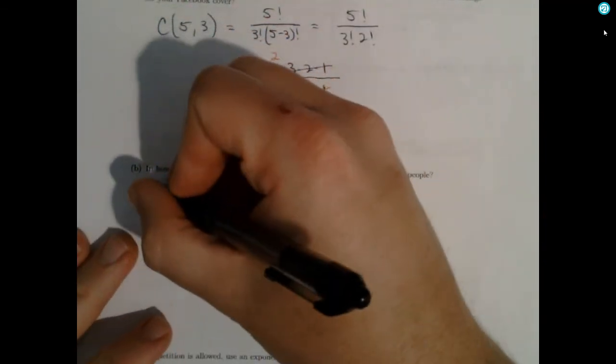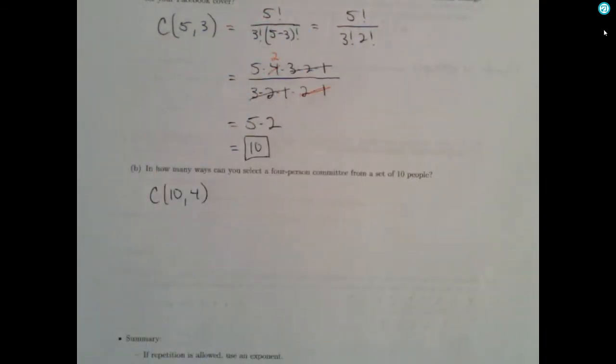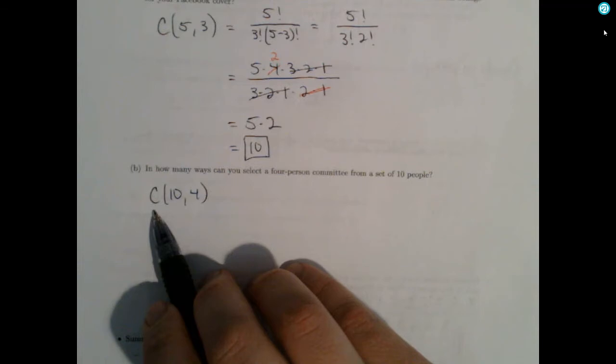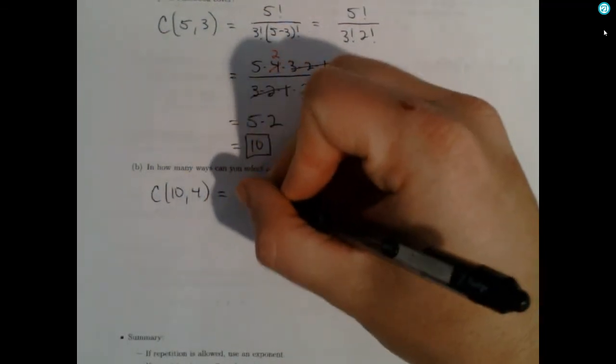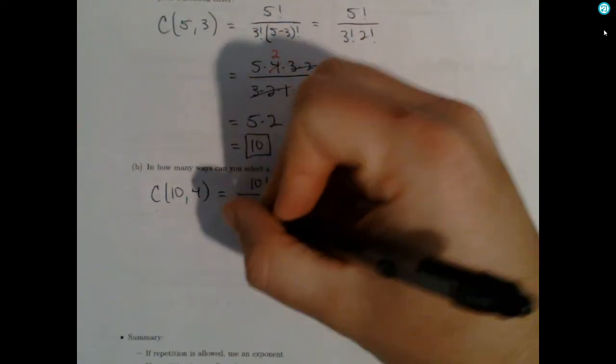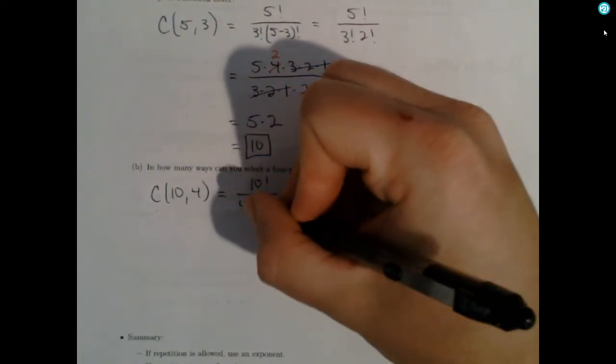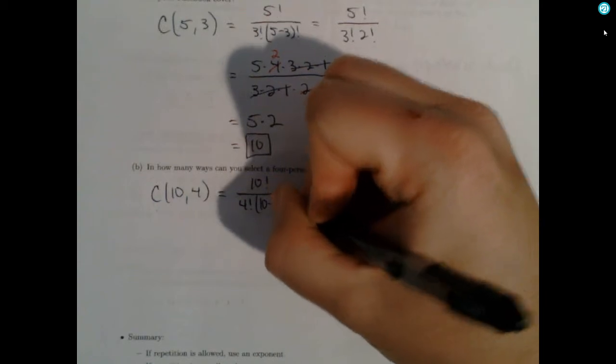Okay, so we're going to choose from a set of 10 people, and we need to select 4 people to serve on the committee. And the order doesn't matter because the people chosen are just going to be committee members. It's not like the first person chosen is going to be the president of the committee or something. You're just choosing 4 people to be on the committee. So the order isn't important here, so it's a combination problem. So from 10 people, we're going to choose 4 of them. That's going to be 10 factorial divided by 4 factorial times 10 minus 4 factorial.